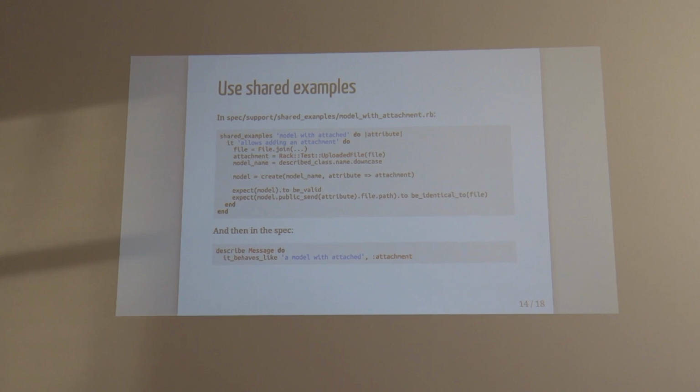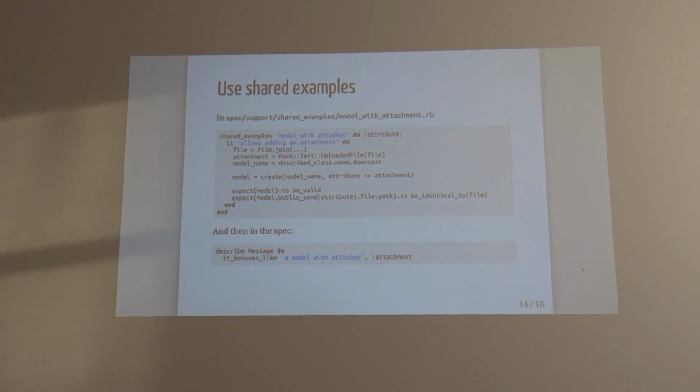And here's a different method to share examples or share specs between different specs: shared spec fragments. So here I defined a shared example, a model with attachment. Attachment here is an attribute on a model called message. So I could expect that this message has an attachment model that can be uploaded by the user.